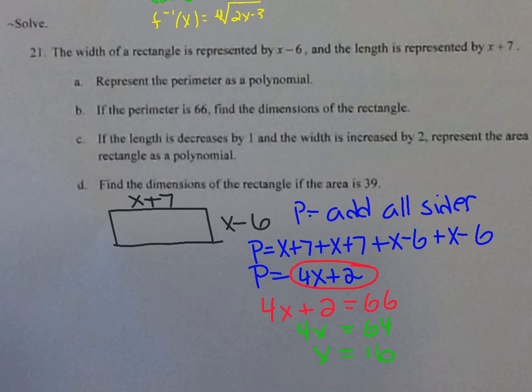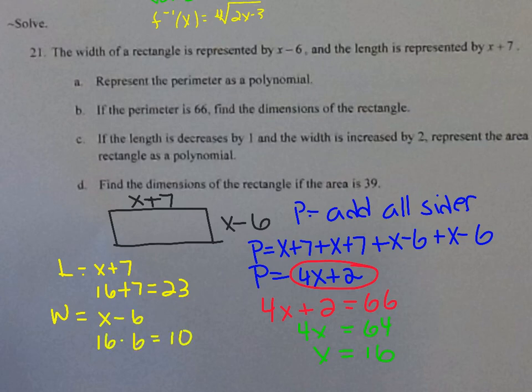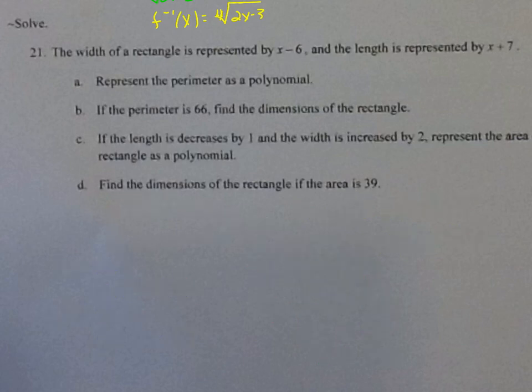Now I can find the dimensions. So my length, which is x plus 7, is going to be 16 plus 7, which is 23. And the width, which is x minus 6, that's 16 minus 6 is 10. All right, so let's take a look at C.